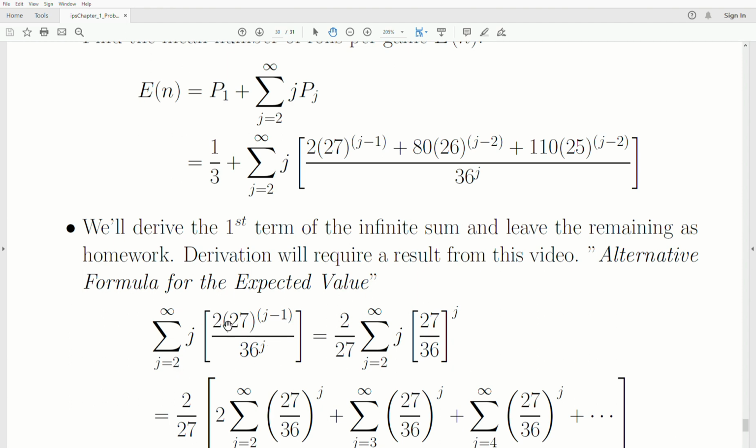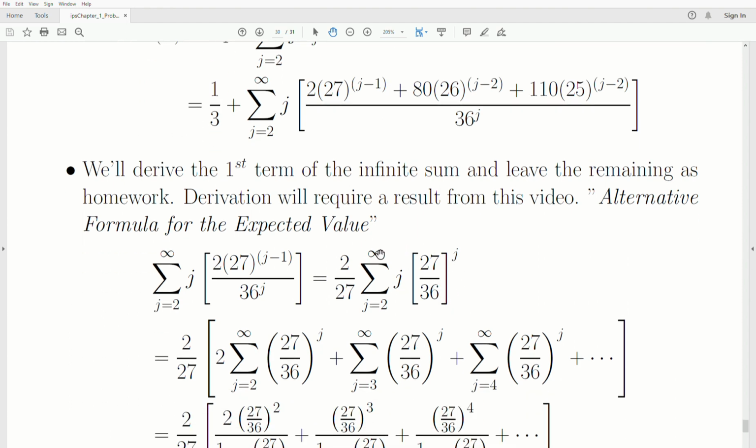Now, the 2 we're going to bring out front. The 27 to the J minus 1 is what this one is. We're going to take it out of that product and divide, and then we're left over with this. Going from this step to the next step requires a result from a video on my channel called Alternative Formula for the Expected Value, where we derive alternative formulas for the expected value when x is continuous or discrete.